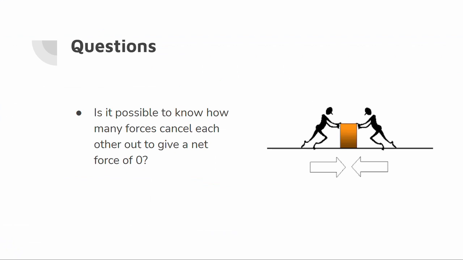Now for a final question, is it possible to know how many forces cancel each other out to give us a net force of 0 in this situation? We know that gravity and normal force cancel out in the y-axis, but we do not know about many smaller forces at play, such as friction, air resistance, and possibly even electromagnetic forces. Because of this reason, we can't know for sure how many forces are at play.